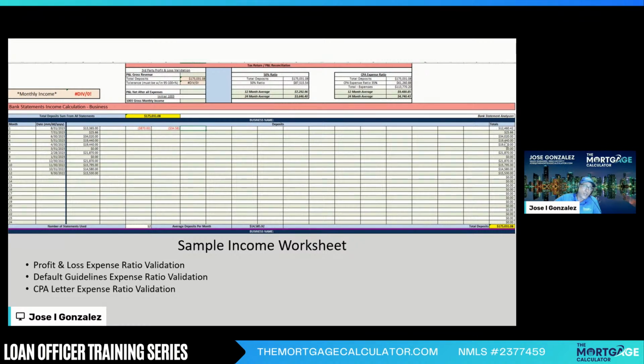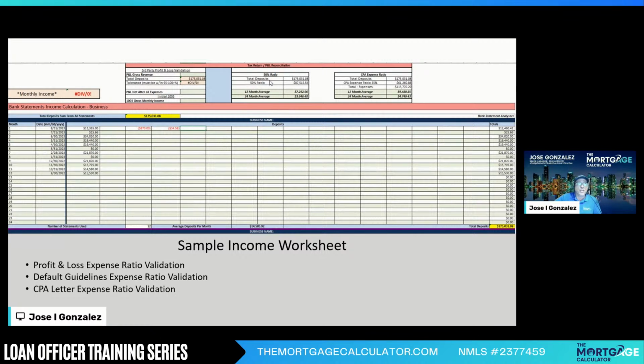And then each month that happens, it all adds up here to the total deposits. And then that figure gets added up here. And then here you have our 3 options, right? Our profit and loss expense ratio validation, our default guidelines expense ratio validation, in this case it's 50%, and our CPA letter expense ratio validation, depending which one we're using.